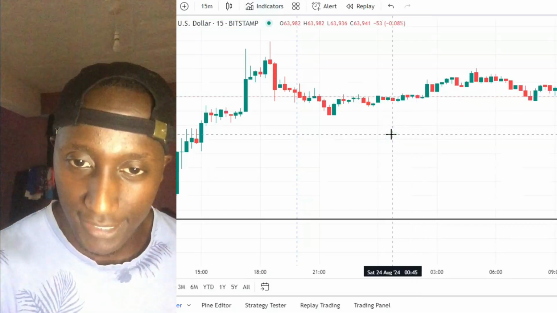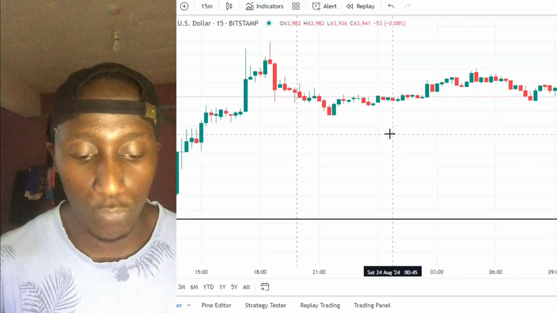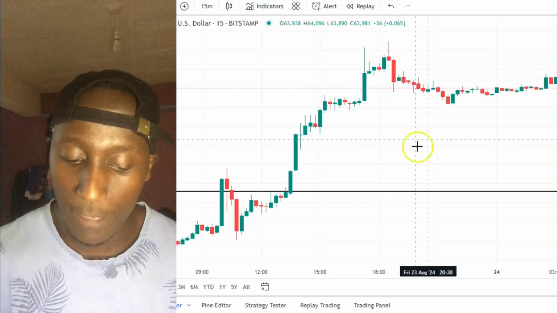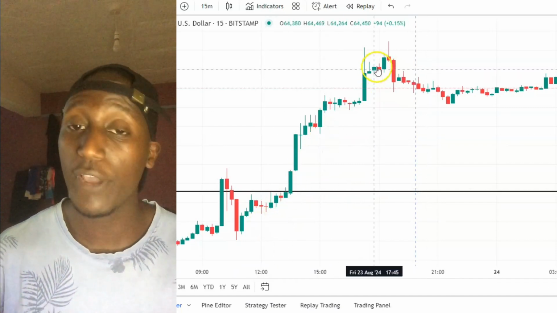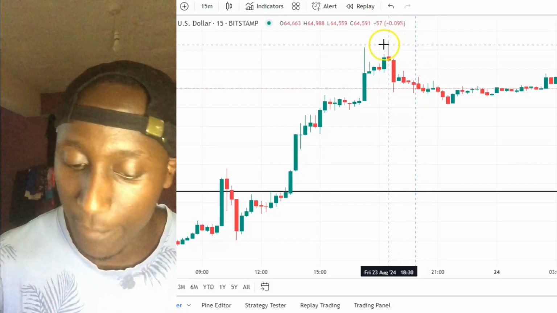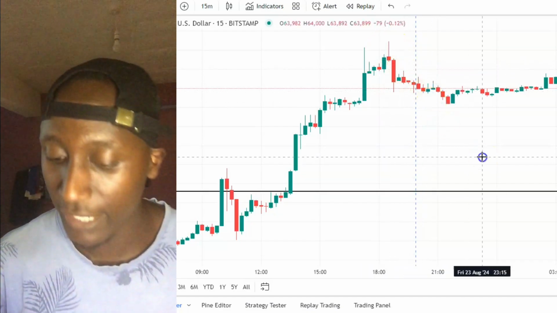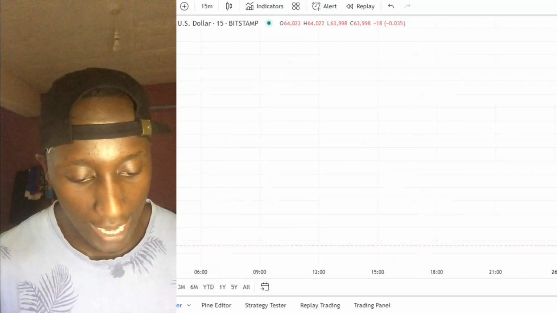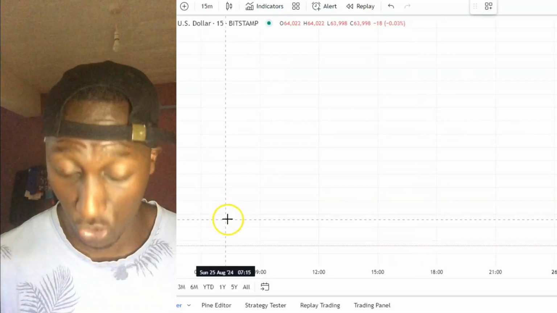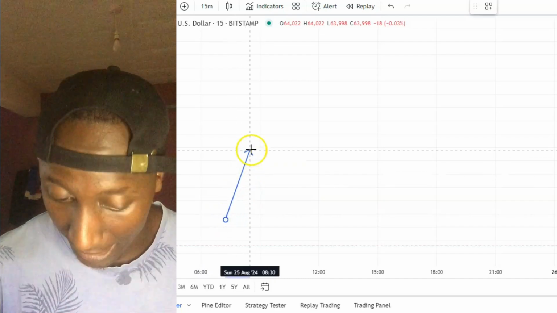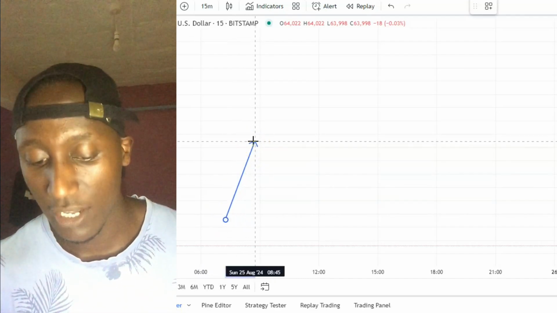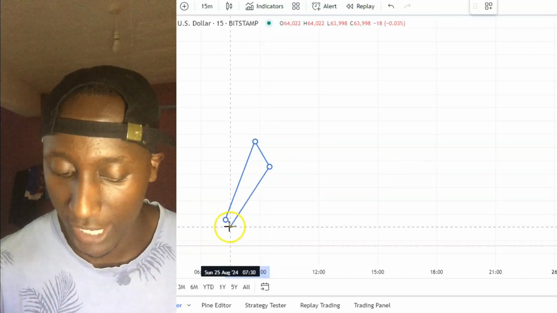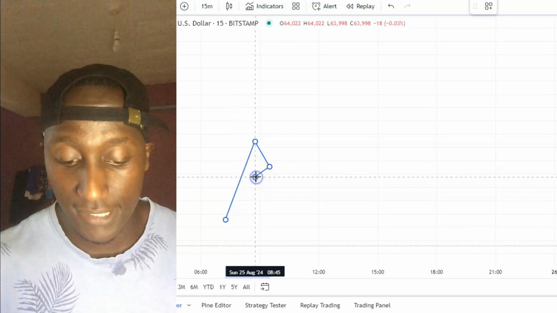We have buyers and we have sellers. If we have buyers in the market, they push the price up. If we have sellers in the market, they push the price down. And so you'll notice that if price is going up, we will have buyers who are strong pushing the price higher, and then they will reach a point where price will start going down. But it will not go down back to where it began because the buyers are still strong.